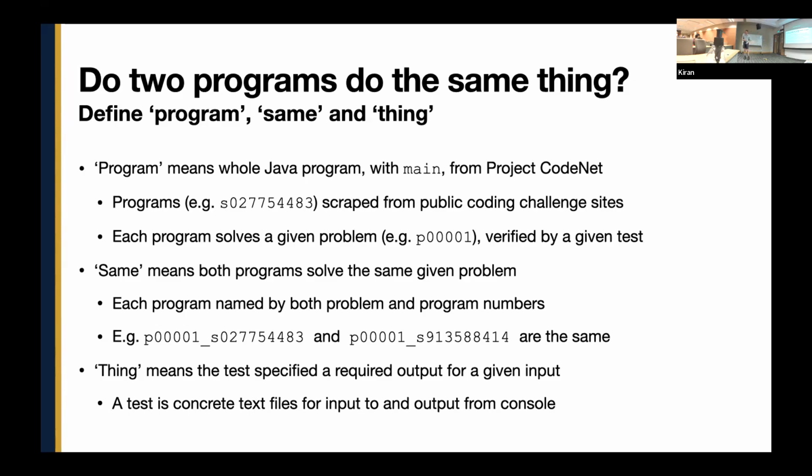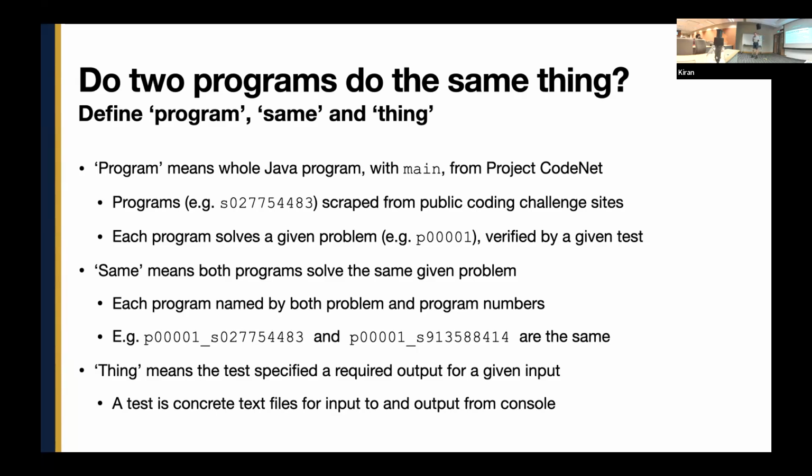If you're not familiar with IBM's Project CodeNet, it's a nice resource, designed for this kind of analysis, actually. Each program gets a name starting with S, and they're scraped from public coding challenge sites. It's kind of like the sort of thing that Java students probably have to do, except that these sites are a lot dumber than what Java does. Each program solves a given problem. Imagine a series of homework problems, and submitted solutions to those problems. And the problem is verified by a given test.